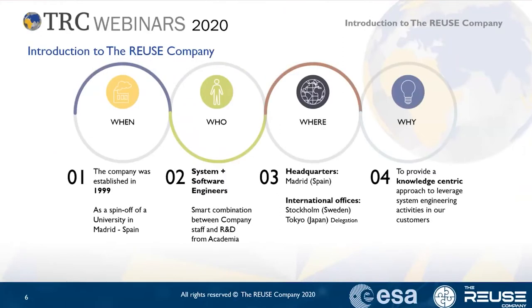But first, a few words about the Reuse Company. The Reuse Company was created in 1999 as a spin-off from a university in Madrid, Spain, by system and software engineers. Our headquarters is in Madrid, but we also have an office in Stockholm, Sweden, and a delegation in Tokyo, in Japan. In 2021, we are planning to open an office in the US. Our mission is to promote a reusable, scalable, and global solution to a smart and interoperable systems engineering environment. And we do this by offering a semantic knowledge-centric approach.